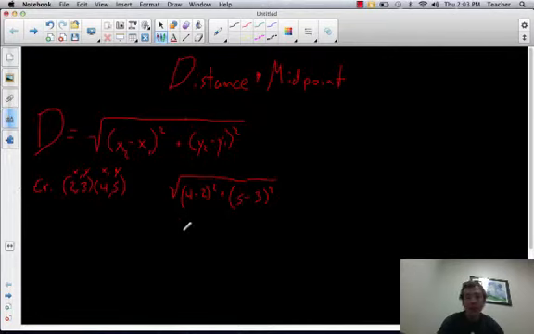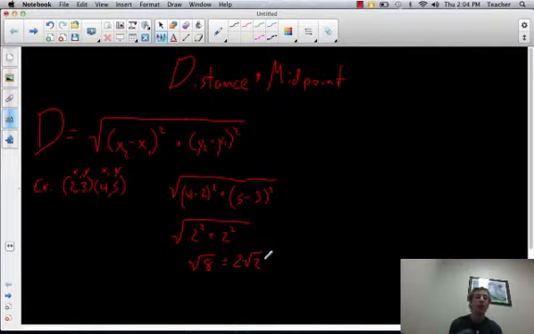Now, let's figure this out. So we'll have the square root of 2 squared plus 5 minus 3, which is 2, squared. And that's going to end up being 4 plus 4. We'll have the square root of 8. Now you can leave it like this, or you can put it equal to 2 square root 2. That's going to be it simplified. And if you guys don't know how to do that, don't really worry about it, but you guys definitely should.